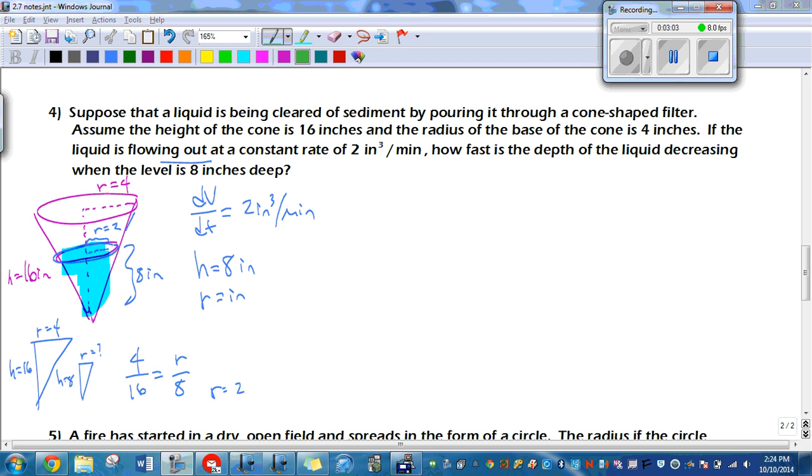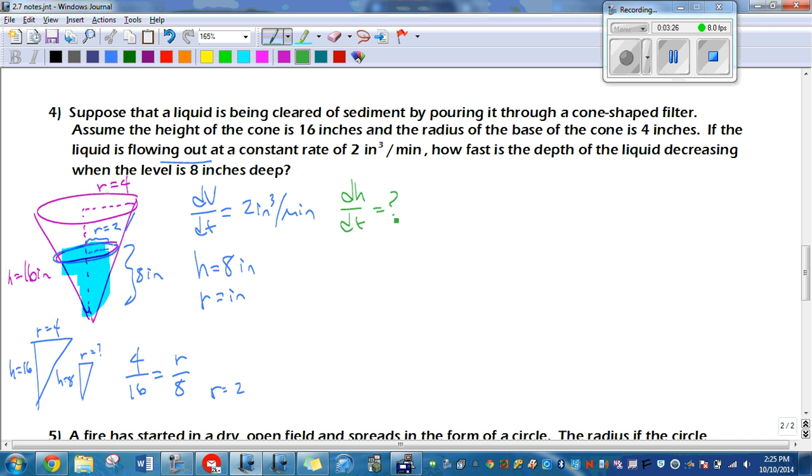So we've labeled everything that we have. We need to figure out what are we trying to find. It says how fast is the depth of the liquid decreasing. So the depth of the liquid, or in this case we've used h for the height, we're trying to figure out what's dh/dt. We want to find out how the height is changing with respect to time.